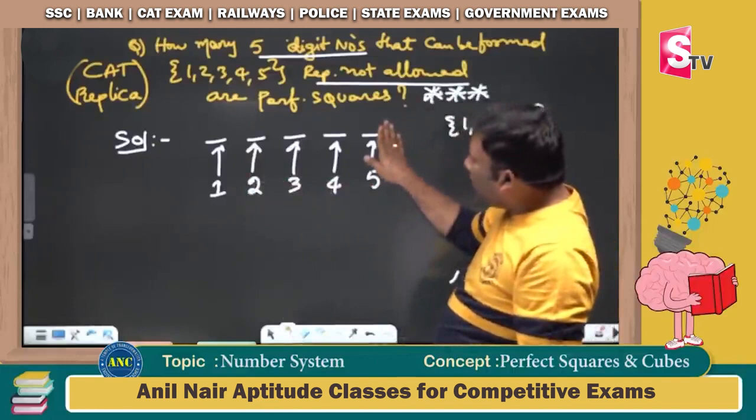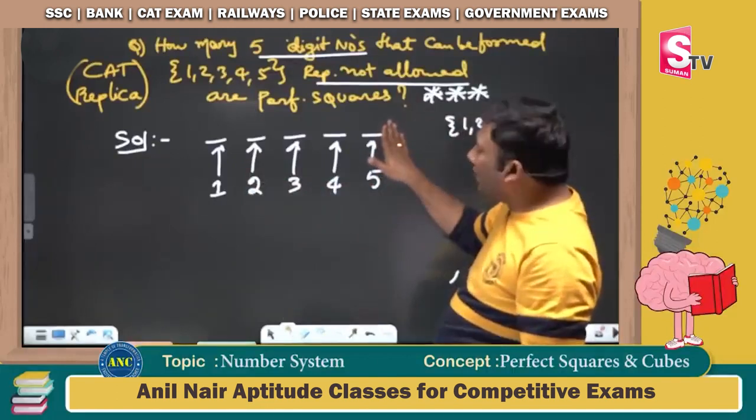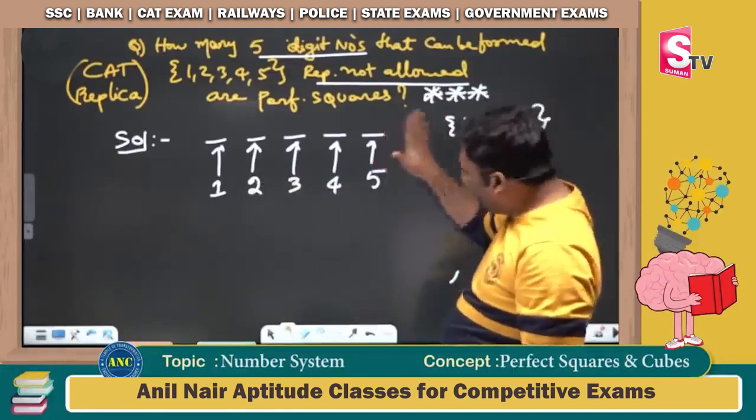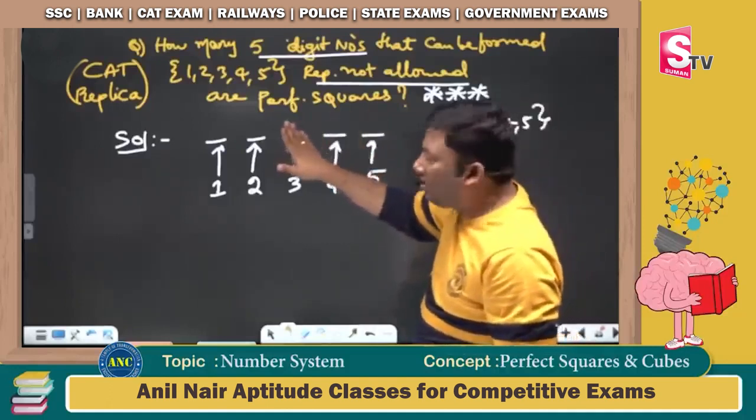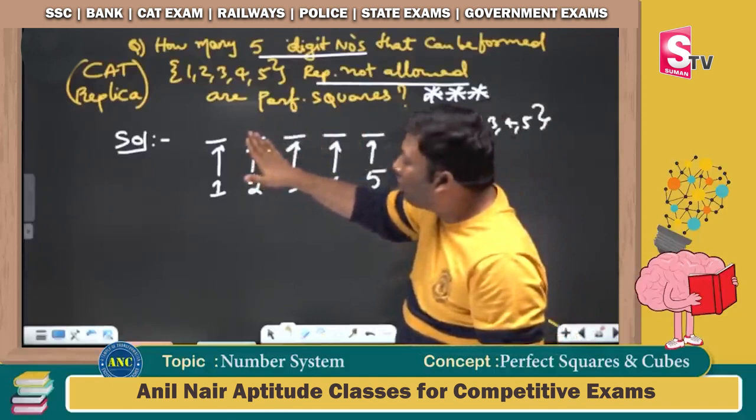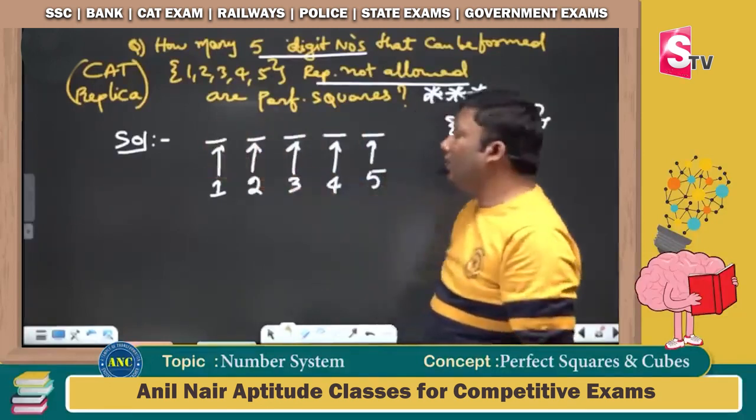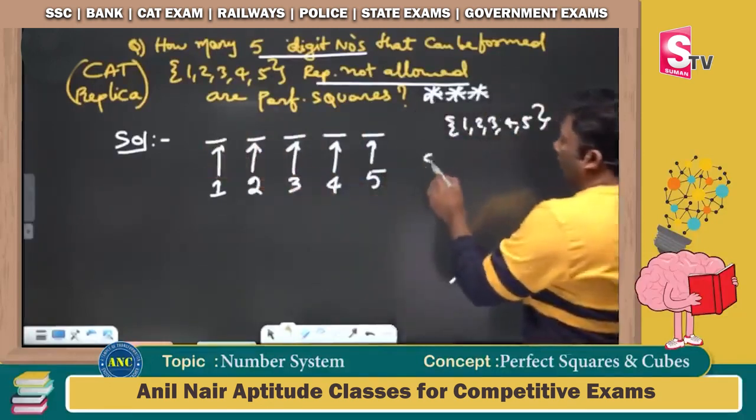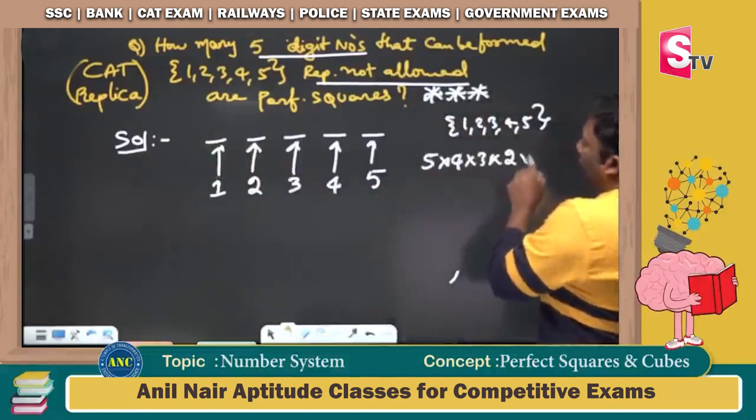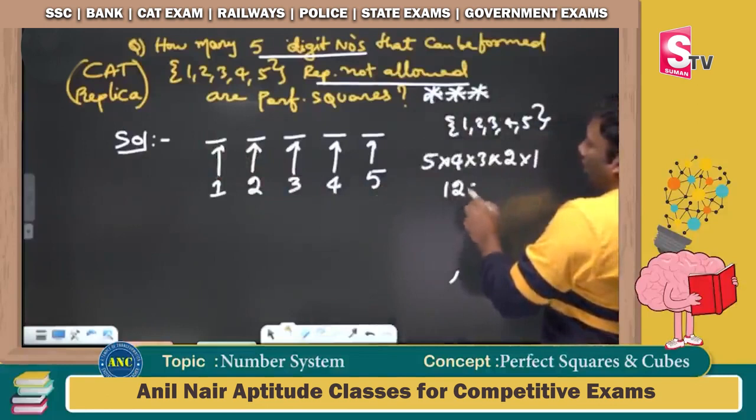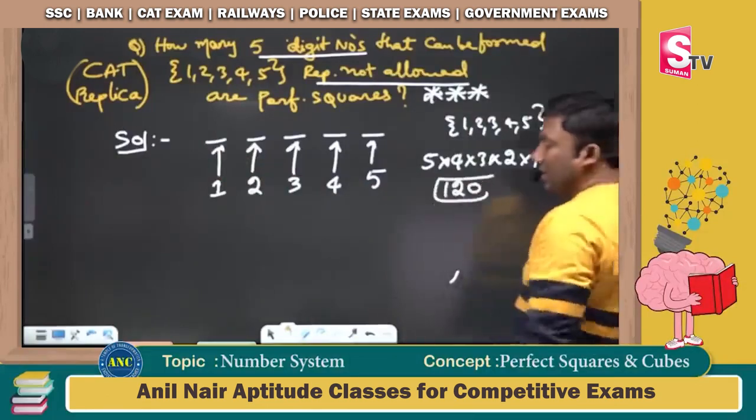Suppose here 1 can come, 2 can come, 3, 4 or 5 can come. If I fix 1 digit, any one of the remaining 4 digits will come. Then any one of the remaining 3 digits, then any one of the remaining 2 digits, then the remaining 1 digit. Total, one event after the other event: 5 into 4 into 3 into 2 into 1. Total 120 numbers are there.